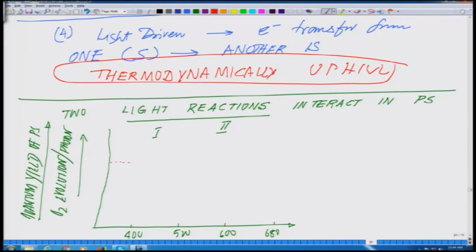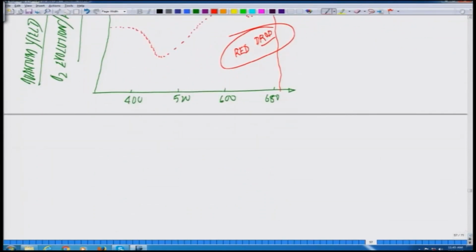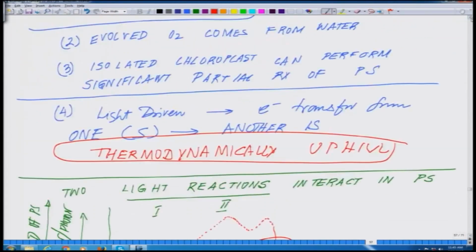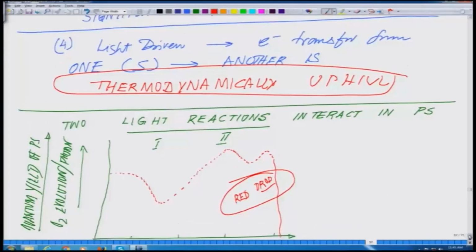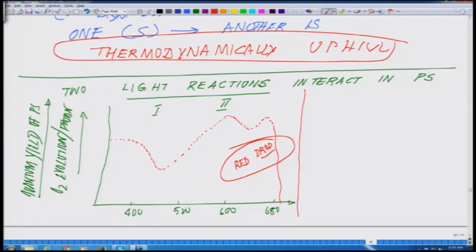So, what you see out here is something called a red drop. Why is it so? Now, what does this red drop signify?